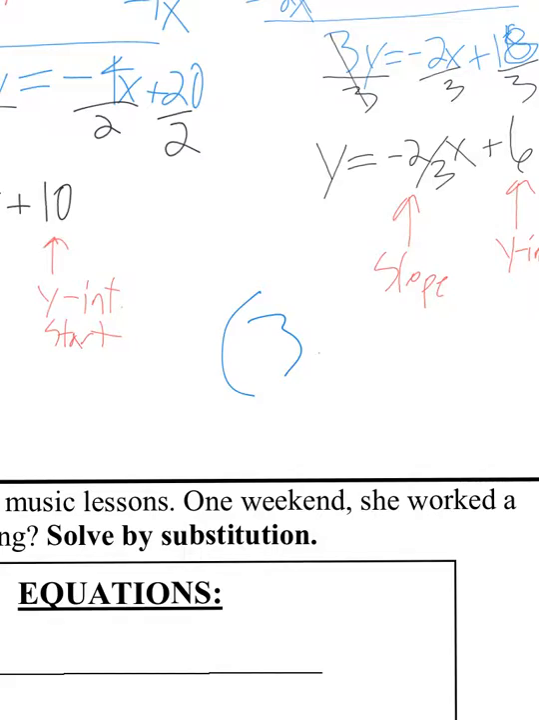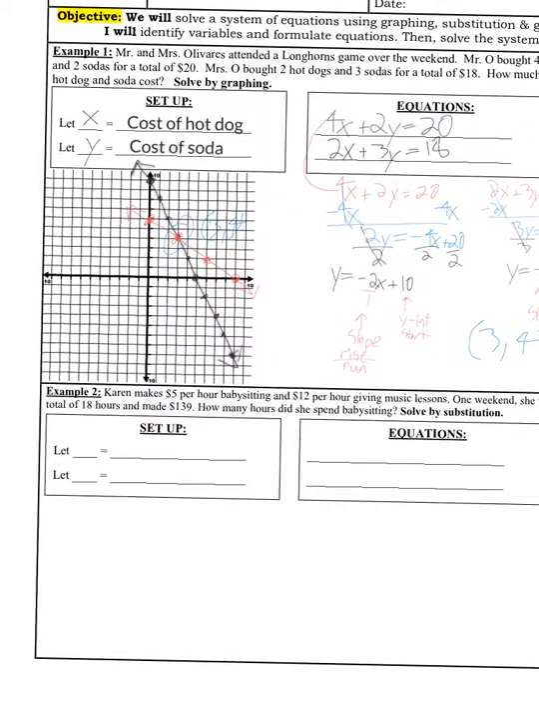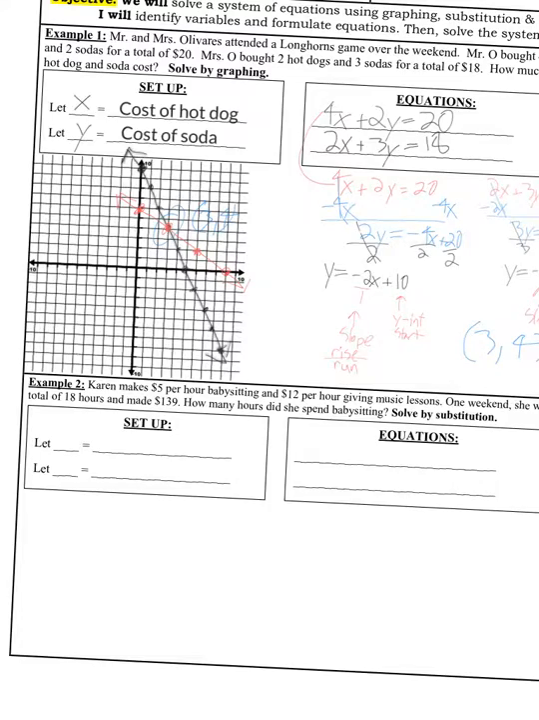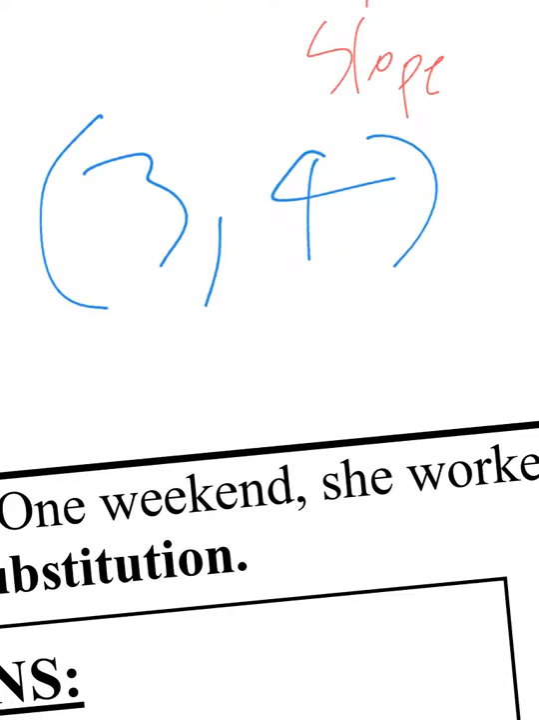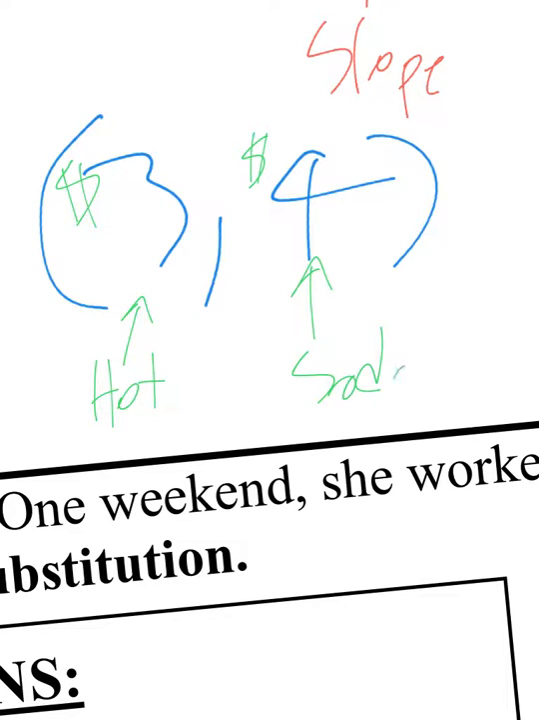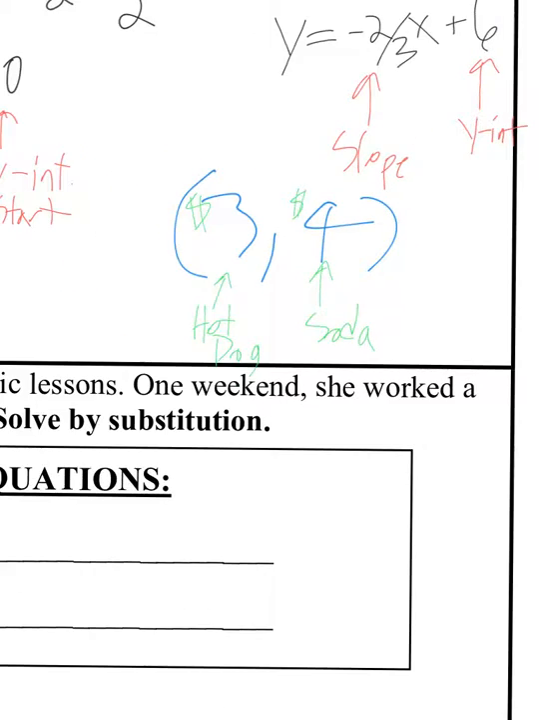And so what does that mean? What does 3, 4 mean? We said X is cost of hot dog, Y is cost of soda. So you can say the hot dog costs $3 and the soda costs $4. That's a lot for a soda, but yeah, that's how you would interpret this number. So yeah, let's just move on to example 2.